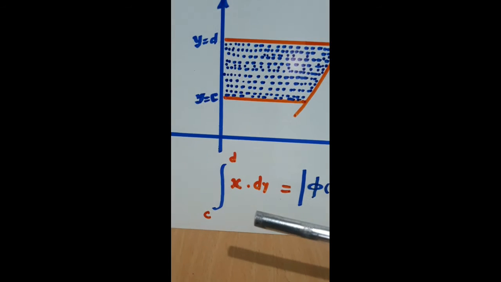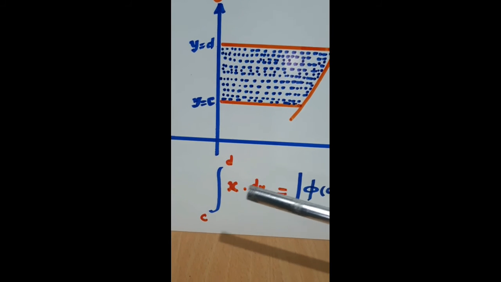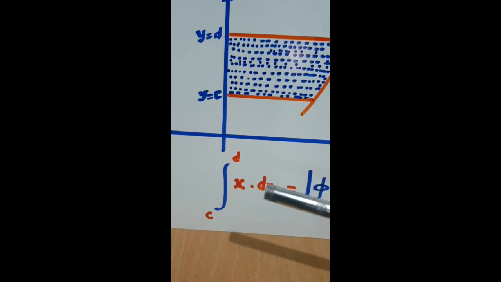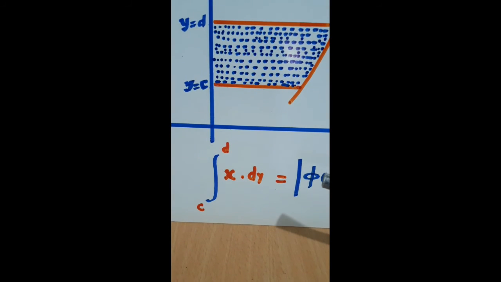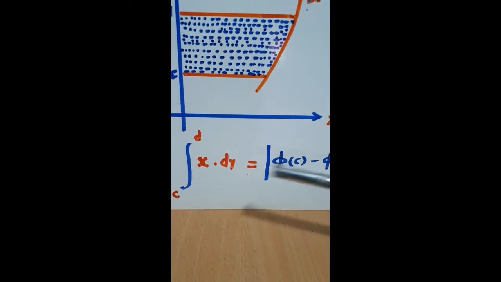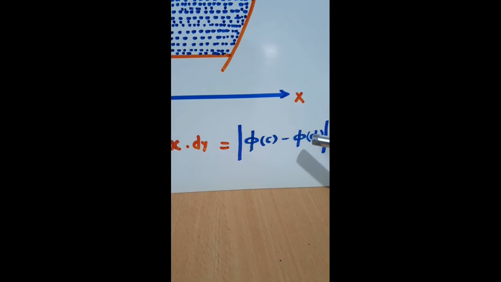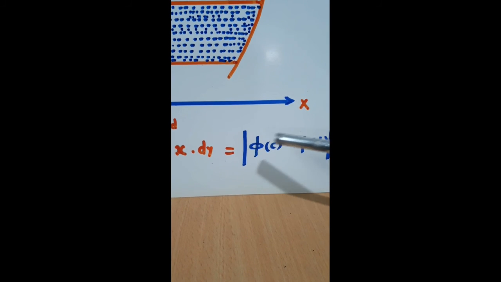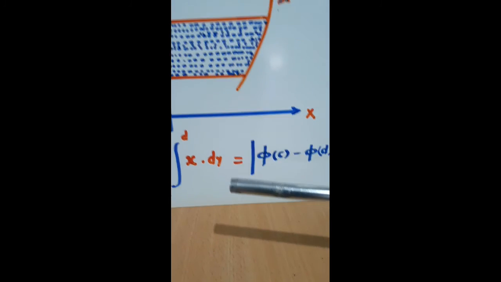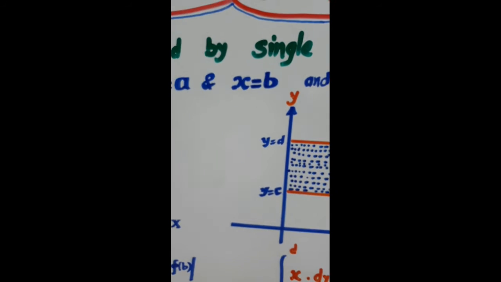So we'll find it like this, integration of c to d of x dy. Supposing its integration is phi(y), then you will put the limits, it will become phi(d) minus phi(c) or phi(c) minus phi(d) with the modulus sign. So area is always positive. So this is how we have to find the area under a single curve.